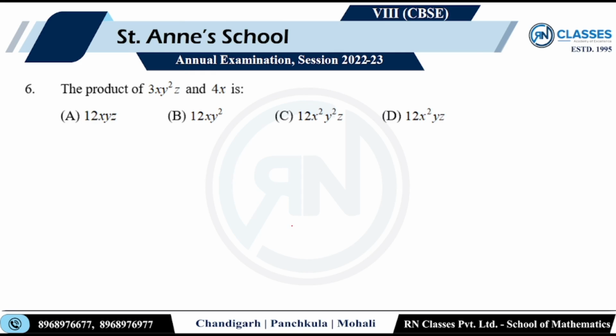Next. Product of this into this. We have to multiply these two. What happens here? Multiply. So 3 4s are 12. X square, Y square into Z. Which answer is it? C part.